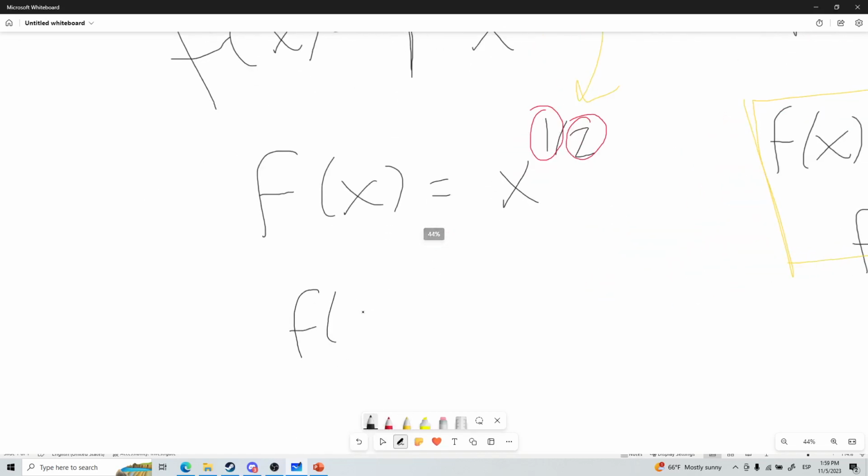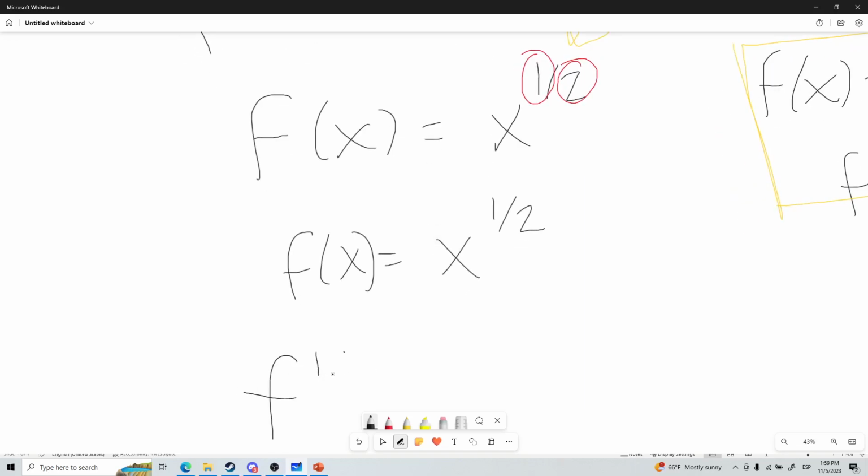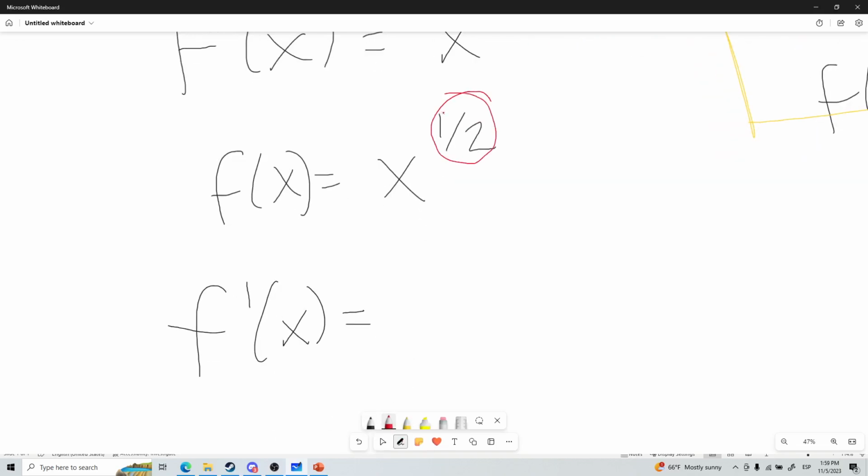Let me just rewrite it because the circles in red are distracting me. So I end up with f of x equals x to the power of 1 half. And now I do the derivative of an exponent. I have a video explaining it in detail, but basically this 1 half multiplies in front. I end up with 1 half times x to the power of 1 half minus 1.